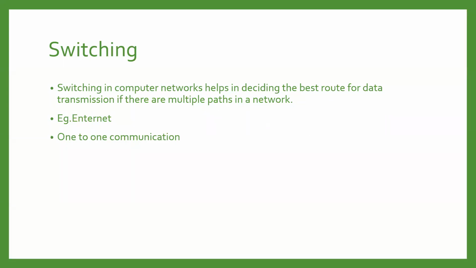Hello everyone. Today we are going to see a switching technique in computer networking. Switching in computer network helps in deciding the best route for data transmission if there are multiple paths in the network. If there is a large network available where to transfer any data from one machine or one source to the destination, if we have multiple paths, then to find out the best path and to transmit the data, we use the switching mechanism or switching techniques.